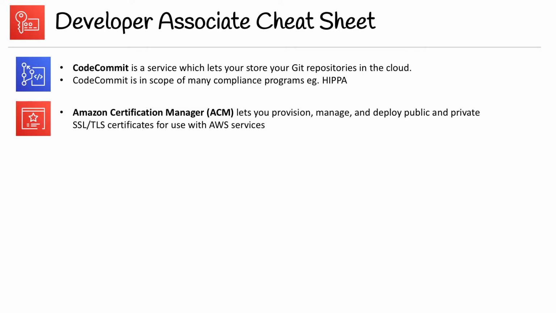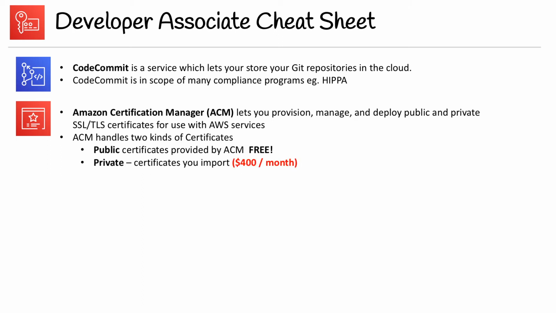The next one here is AWS Certificate Manager, which lets you provision, manage, and deploy public and private SSL/TLS certificates for use with AWS services. ACM handles two kinds of certificates. Public certificates provided by ACM, which are free. Private certificates you import, and those are very darn expensive. ACM certificates can be attached to API Gateway, CloudFront, EB or ELB.